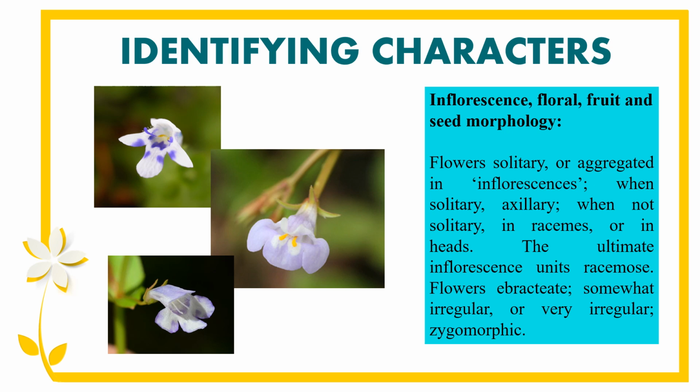The petals form a five-lobed tube, with two of the lobes fused into a notched lip above, and the other three petals forming a larger lobed lip below. You can see in the picture the arrangement of petals in the family Linderniaceae.